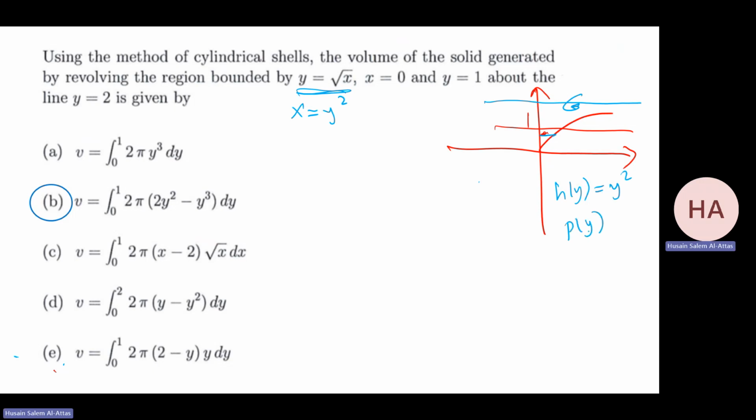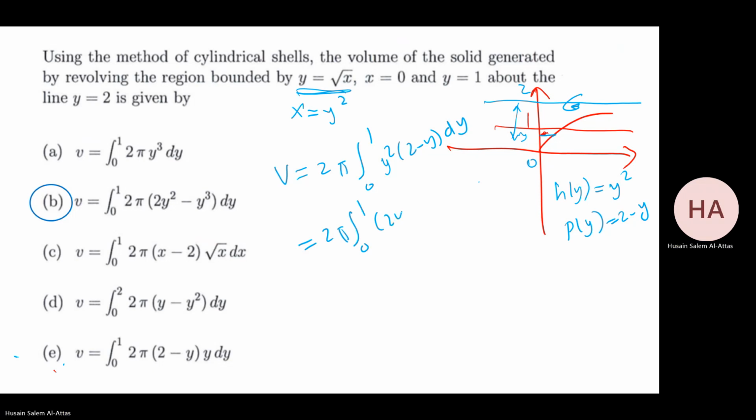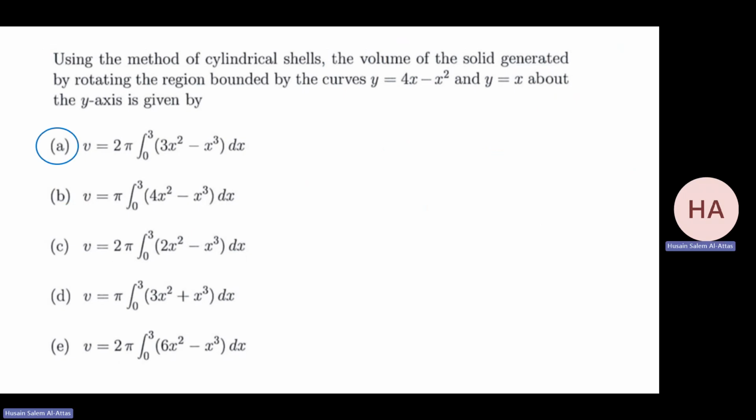P of y, this is y, this is 2, this distance is 2 minus y. From where to where? From 0 to 1, the y values. That will be 2 pi from 0 to 1 of y squared times 2 minus y dy, which is 2 pi from 0 to 1 of 2y squared minus y cubed dy, which is this one. Nice one.